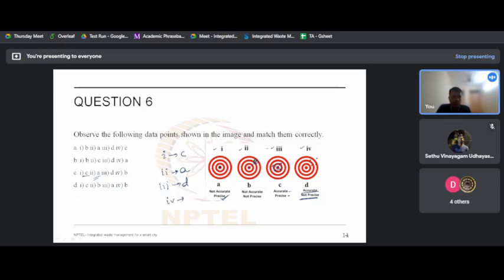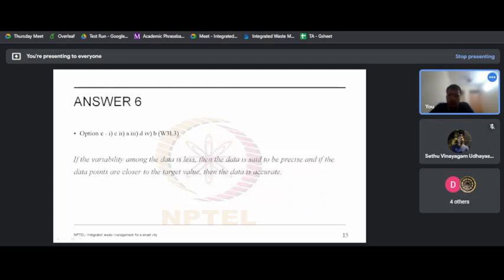Coming to the last one, that is the fourth. Here we can see 1 point went outside and the other 4 are also almost at the outer ring. So we don't have accuracy, as they are far away from the center. Also, we don't have precision because there is scatter. So it is not accurate as well as not precise. So 4 will go with D. So we have C, A, B, D, and that is option C. So the answer is C.